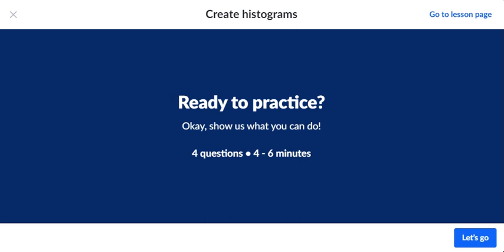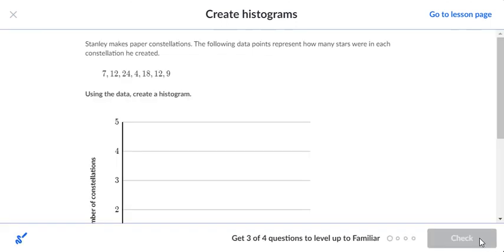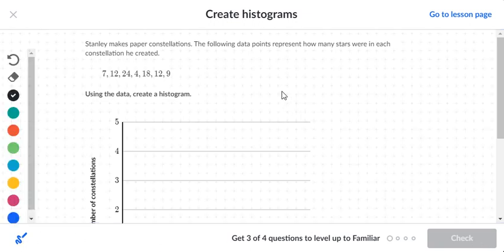Data sets and distribution. Create histograms. Stanley makes paper constellations. The following data point represents how many stars were in each constellation he created. So the numbers he had listed out here were 7.